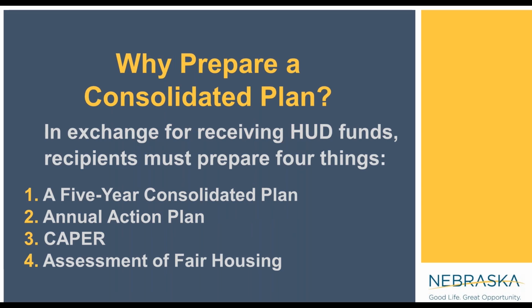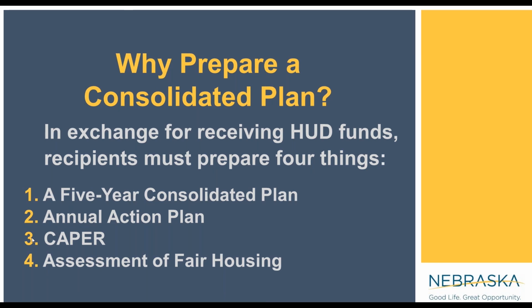All right, so the question, why prepare a consolidated plan? Well, in exchange for federal funds from HUD, recipients must prepare 4 things. The first is a consolidated plan, and that identifies the most pressing needs in a community, jurisdiction, state, whatever entitlement is receiving the funds. Number 2 is the annual action plan, and the annual action plan is the actual projects that are allocated to address those needs identified in the consolidated plan. That's where you actually spend the money, and those are actual real projects.